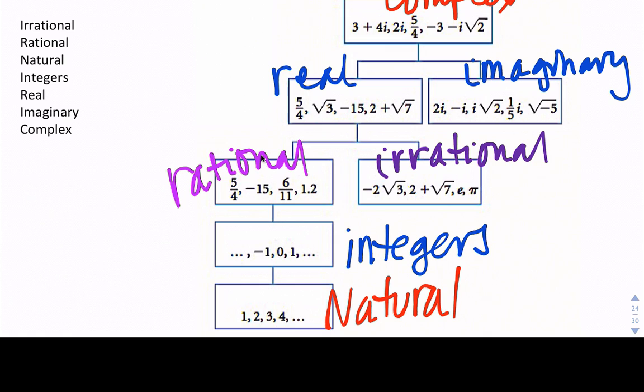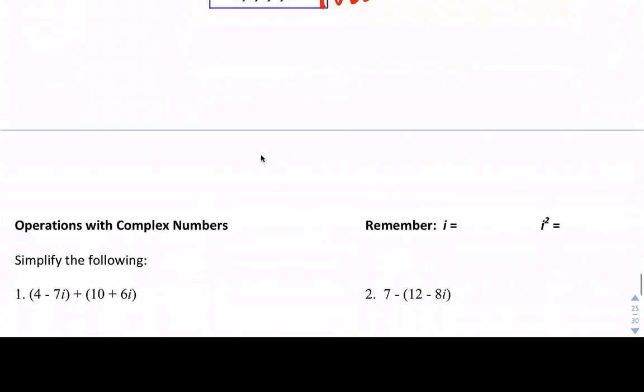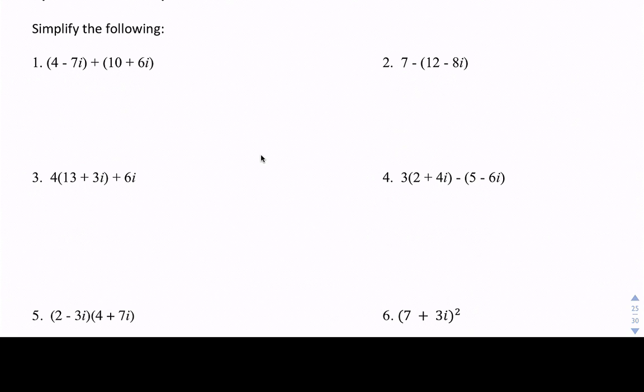Okay, so here's where they all fit in the scheme of things. Today we're just looking at operations with complex numbers. Remember, i is the square root of negative 1, and therefore i squared is negative 1. So the first one, let's add.